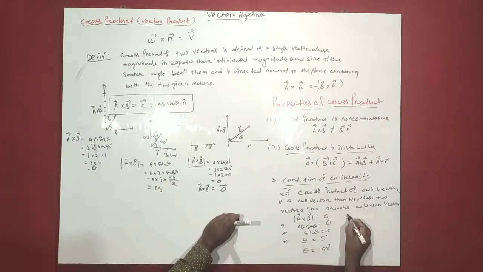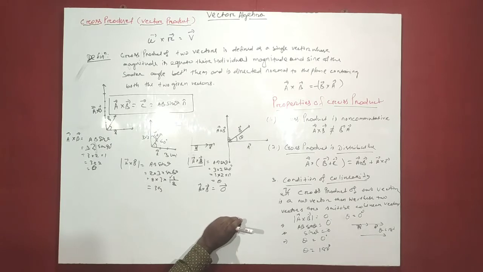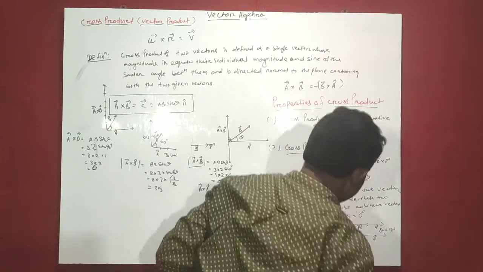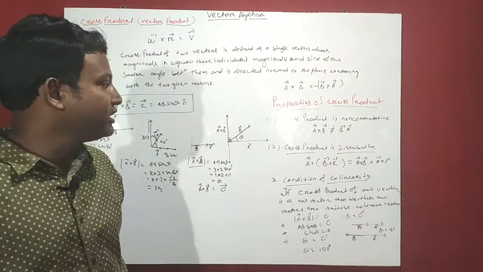That means when theta is equal to 0 degree, then the two vectors B and A lie in the same direction. But when theta is equal to 180 degree, the two vectors are on the same line but in opposite direction. This is B, but in the opposite direction. These are collinear vectors also, but these are anti-parallel and these are parallel vectors. Guys, this is the condition of collinearity.